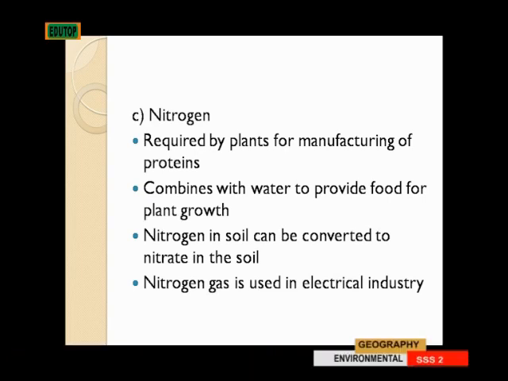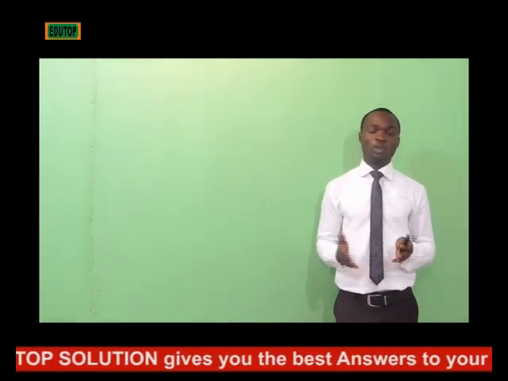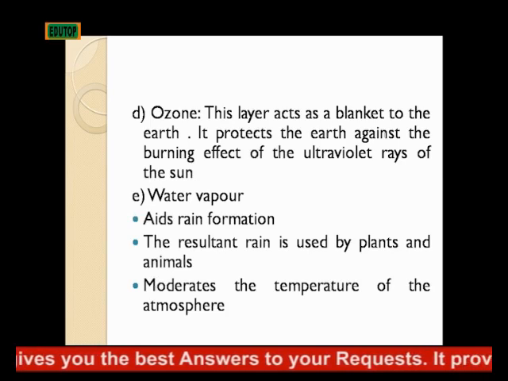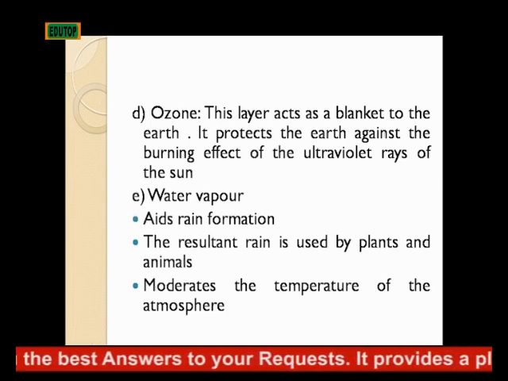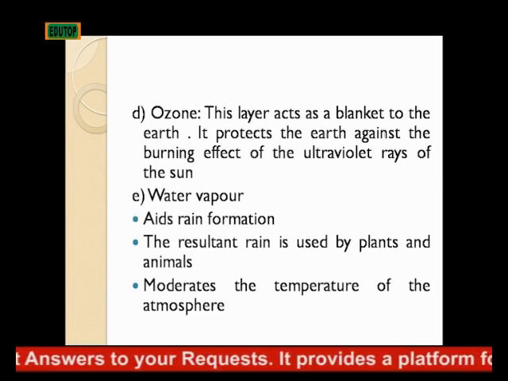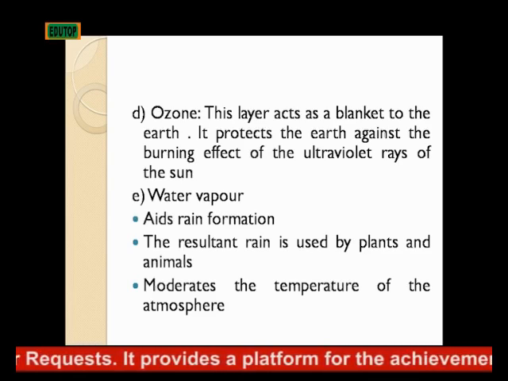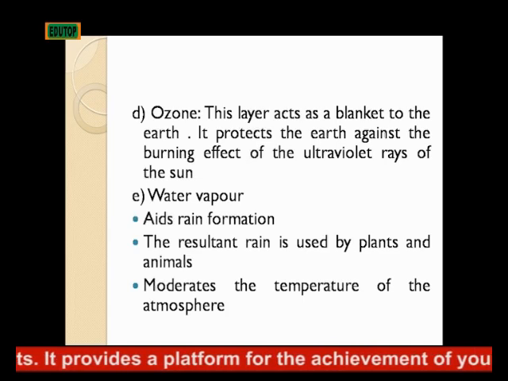Nitrogen gas is used in electrical industries. And finally, the next type of gas we have here is the ozone. This ozone is like a layer which acts as a blanket to the earth. It protects the earth against the burning effect of the ultraviolet rays of the sun.